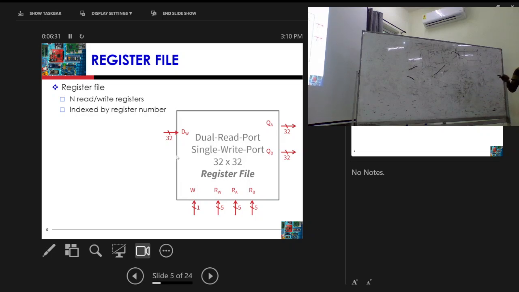Now it's a 32 by 32 register file. What do we mean by 32 by 32 register file?